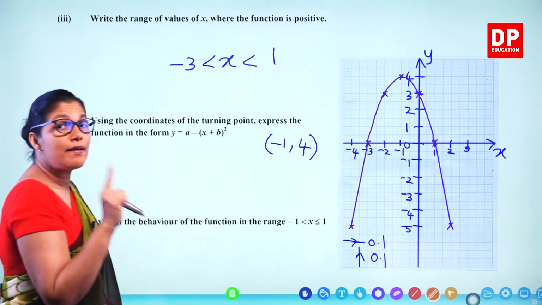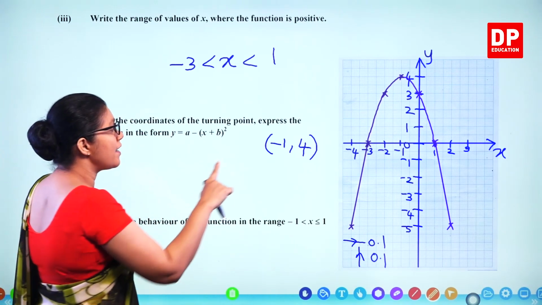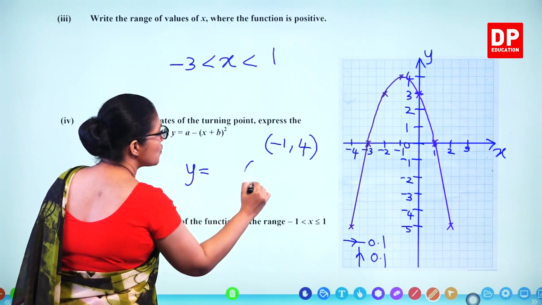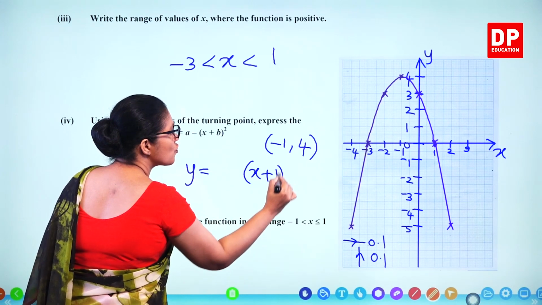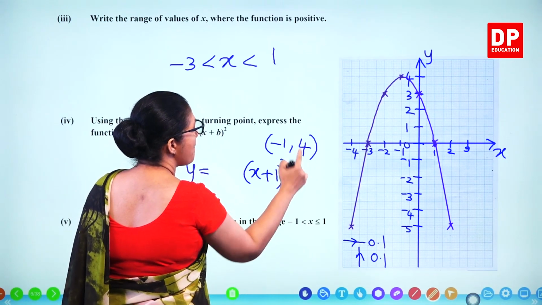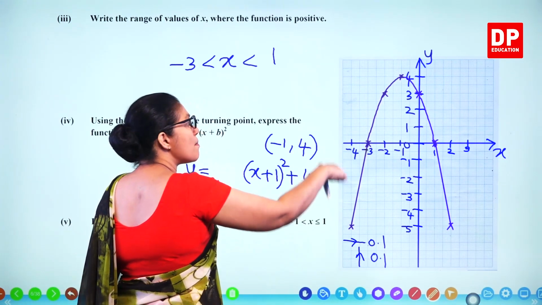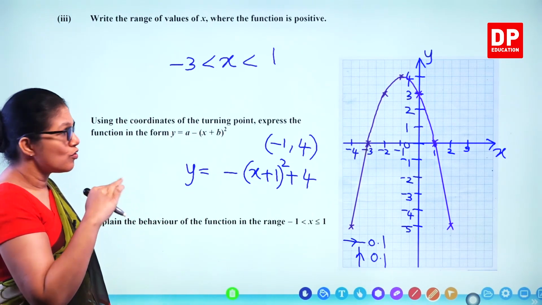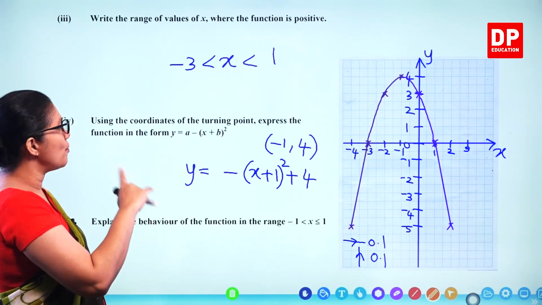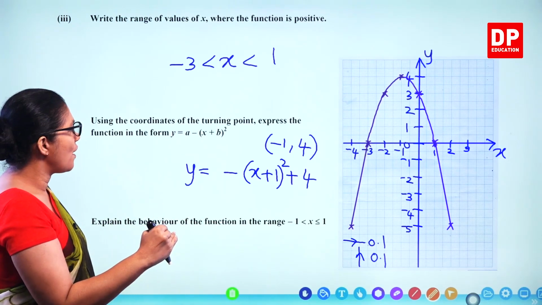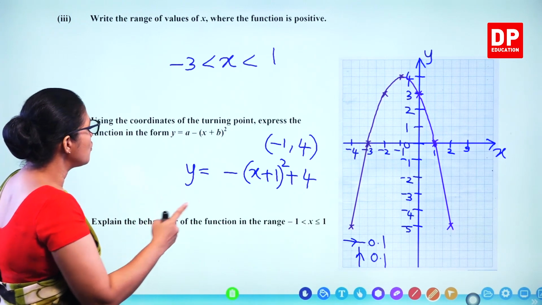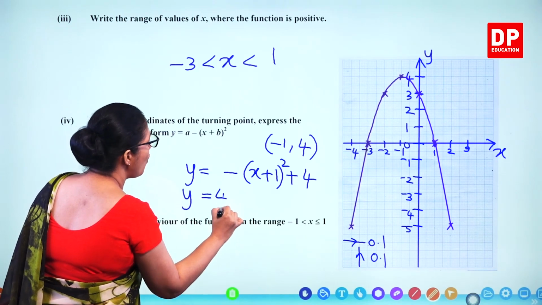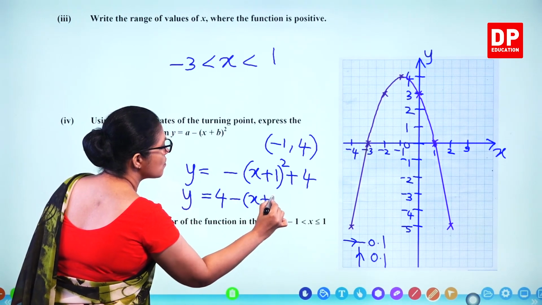So you already know, if you know the turning point, how to write down the equation. We can write this: -1 means this is +1 squared and +4. But this is a maximum, so this should be -x squared. So with -x squared, you get a maximum value. With +x squared, you get a minimum value. So this is the equation, so you can write the constant first: 4 minus (x plus 1) squared.